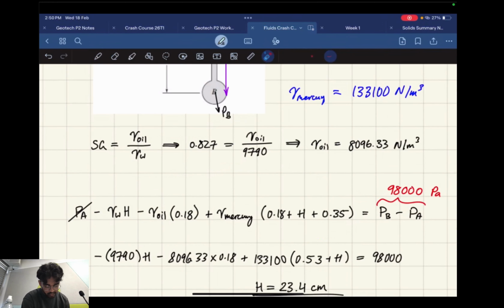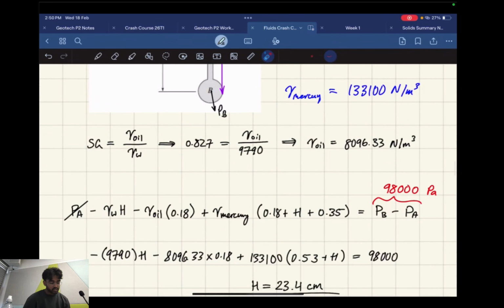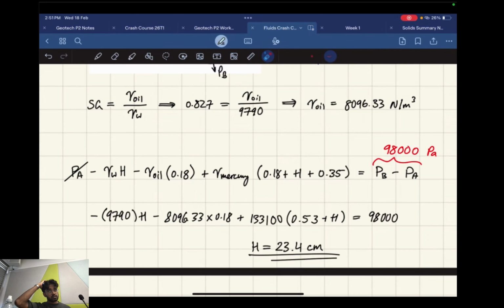What I've done is I've taken PA to the other side, because they've already given us PA minus PB. So I know what this value is. It's just 98,000 pascals. And after a bit of rearranging for H, you get 23.4 centimeters.